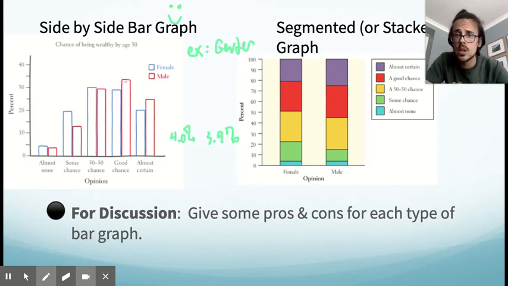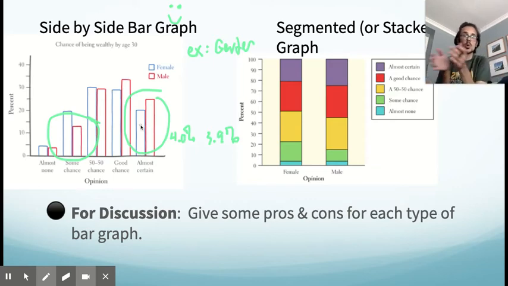What they also could have done is they could have done it by gender, where all the female bars were over here and all the male bars are over here. So you can put them side by side with a little color code deal, or you can group them up. That's up to you when you make your picture.